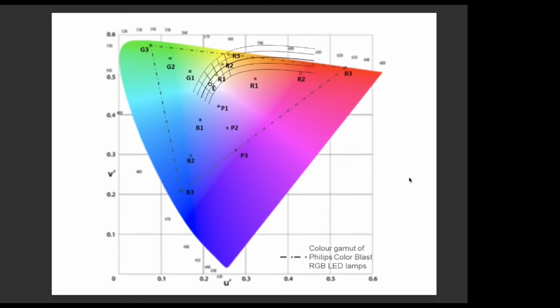So here are the 15 colored lights in this study. We used the color gamut of the RGB LED lights, and we selected the full red, full green, and full blue from the LED lights. That means R3, G3, and B3 in this graph.